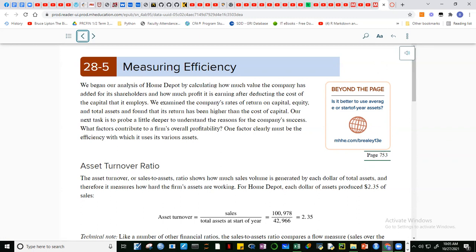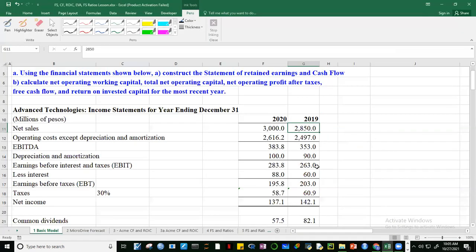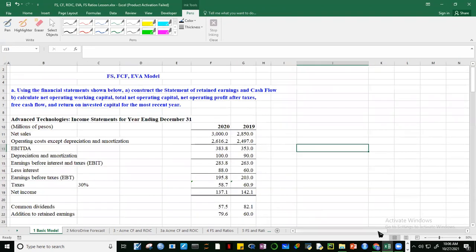Okay, so let me go back to the worksheet that we're going to use. Here are the financial statements of Advanced Technologies for 2020 and 2019. So first we have the income statement. We have the line items here, net sales. Now operating costs except depreciation and amortization. Now when you subtract all the operating costs except depreciation and amortization, we have this term EBITDA.